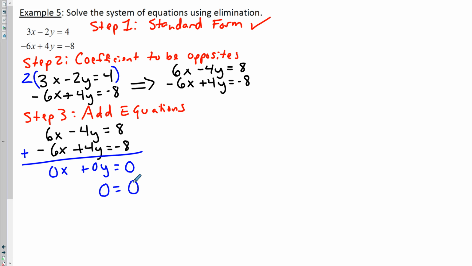And you may have even noticed back on step 2 that the coefficients would have added to 0 for x and for y. We still need to actually perform the addition in step 3 though, so that we could figure out the sort of result. Did I get a true equality or not? So in this instance, the variables canceled out.